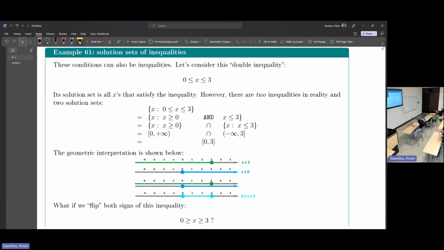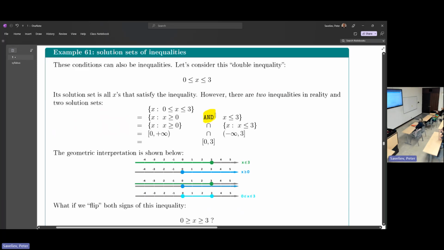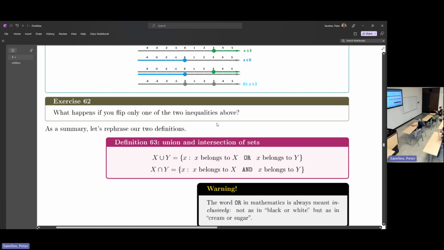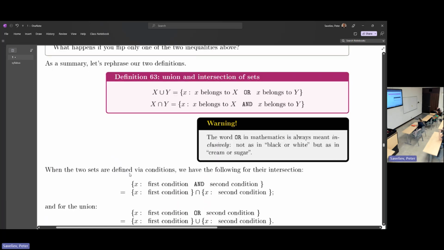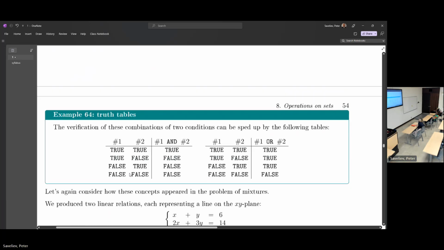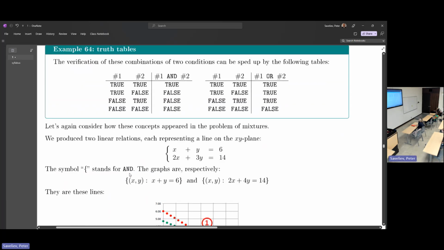The matching language here is that "and" turns into the intersection, and "or" turns into the union. So just read this stuff. This repeats the definition, and we'll deal with that later.